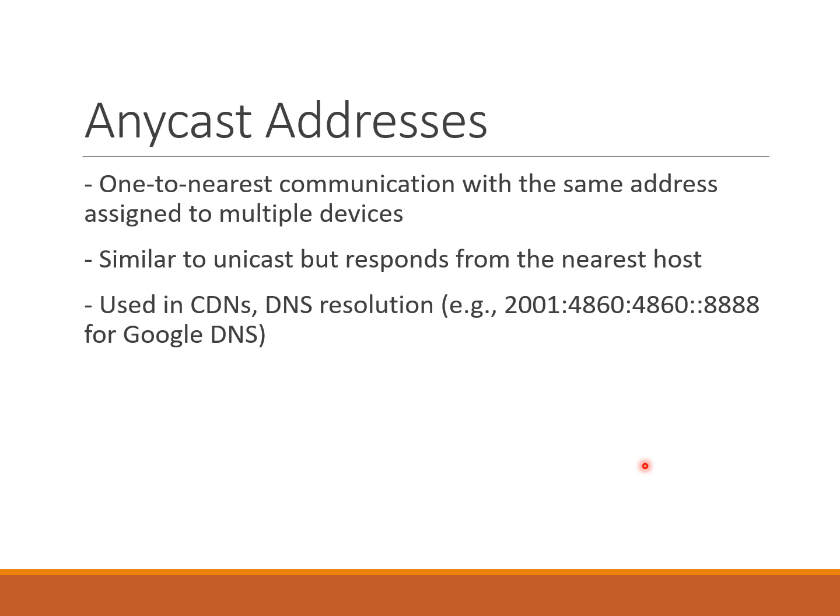So for example, Google Public DNS uses the anycast address shown over here, meaning your request is automatically directed to the nearest available Google DNS server.